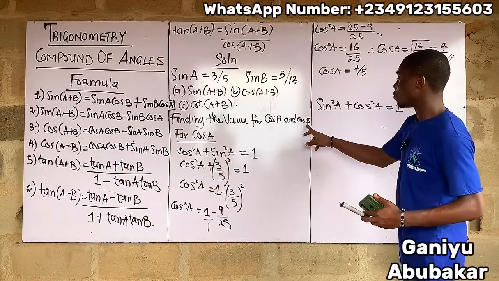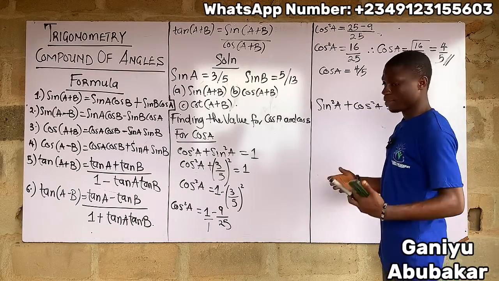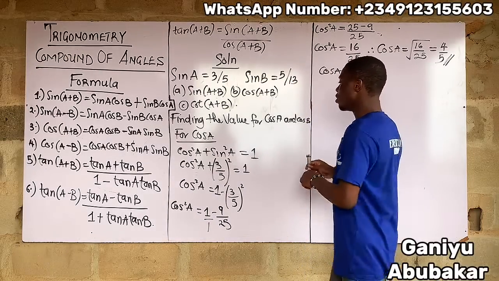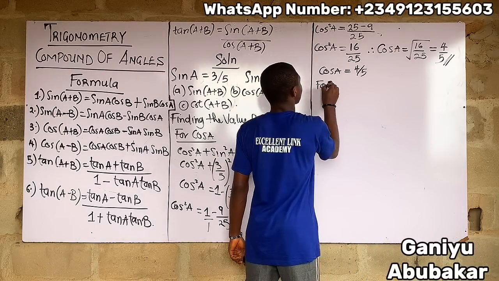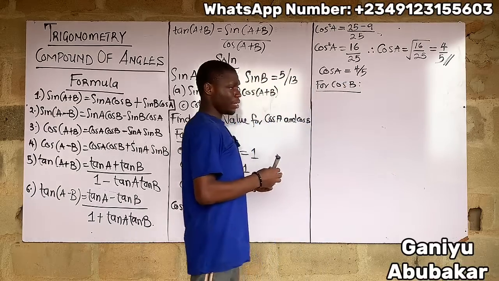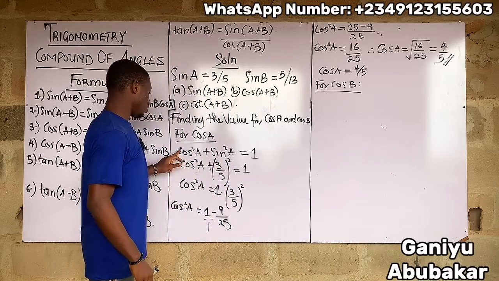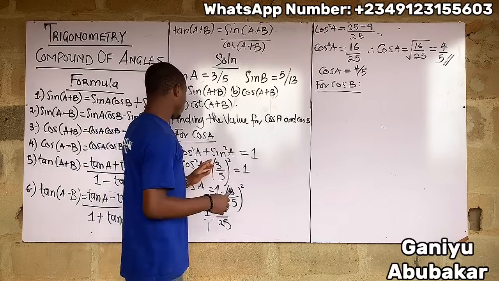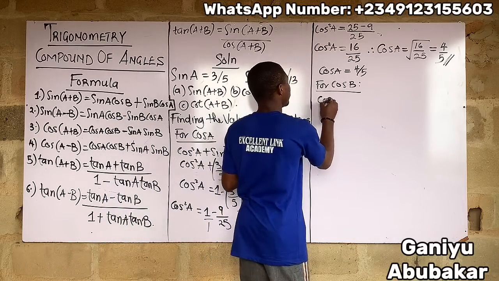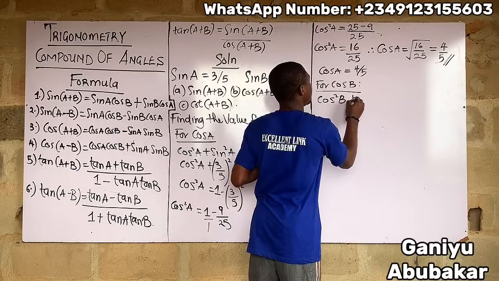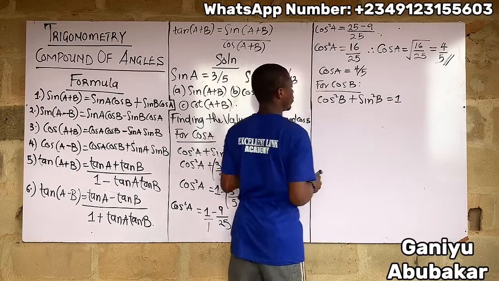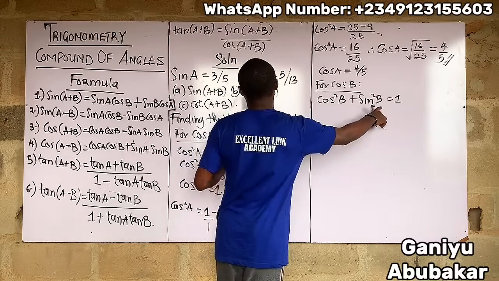Let's now get cos B and let's see what we get. All right, let's get a value for cos B. How do I get cos B? Similarly, I'll use the same concept that I used here in terms of A. Let's use it in terms of B. That becomes cos squared B plus sine squared B is equal to 1. So I'm given sine B as what?